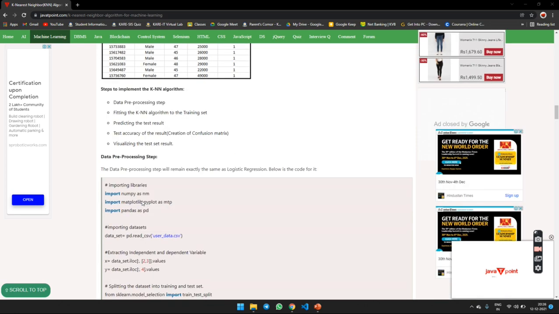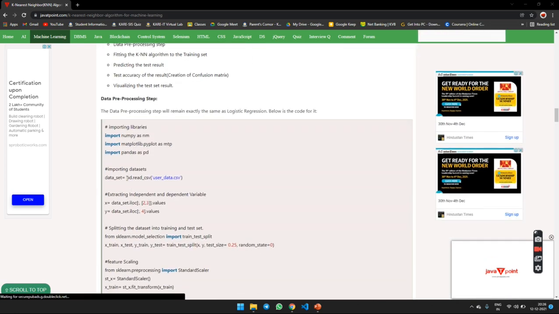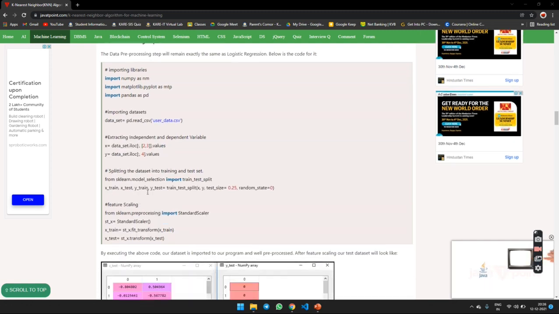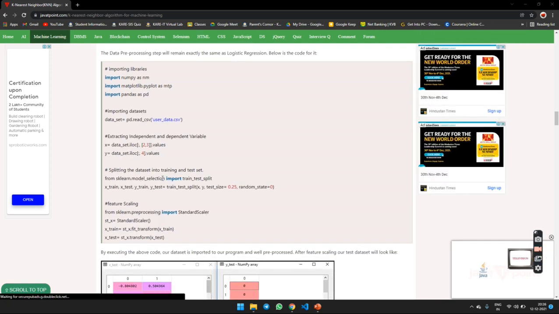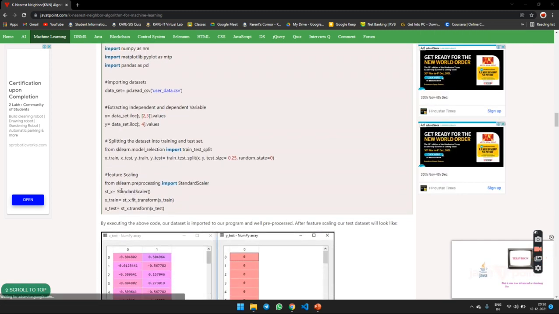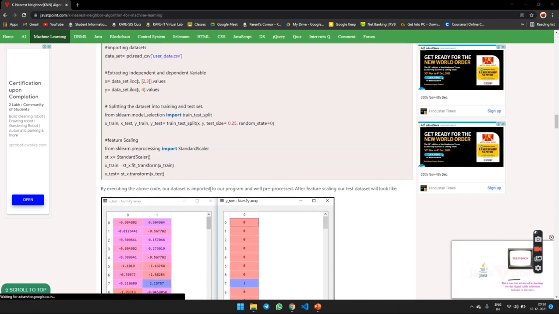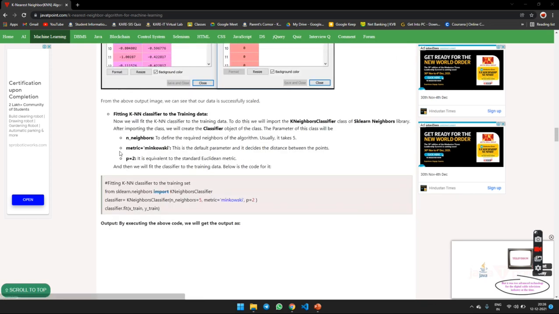This is the form: importing the libraries, importing the dataset, extracting the independent variables and the dependent variable, splitting the dataset into training and test sets, then feature scaling. That is enough.